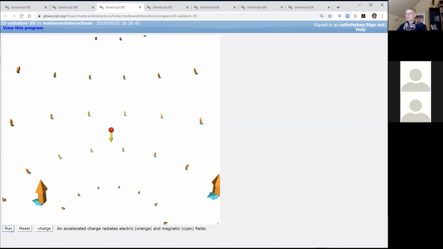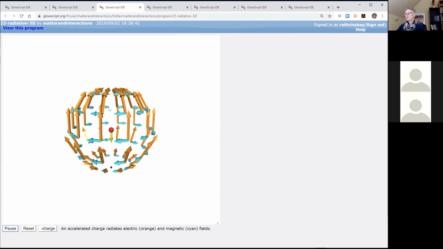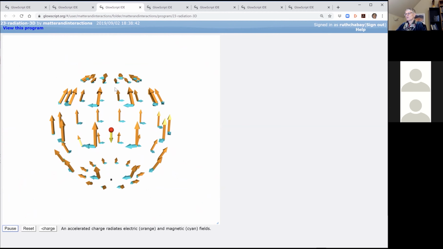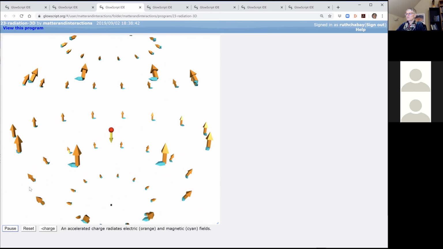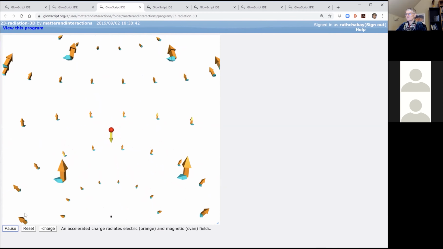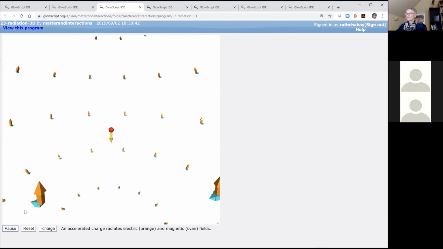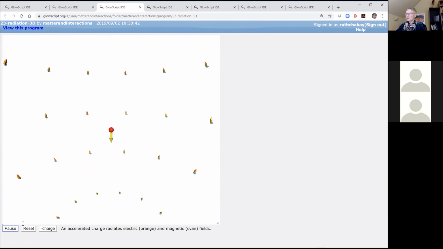Okay, so we need to note that in every direction except along the line of acceleration, this pulse of radiative electric and magnetic field is spreading out. And the direction of the fields depends on where the observer is, where the observation location is.